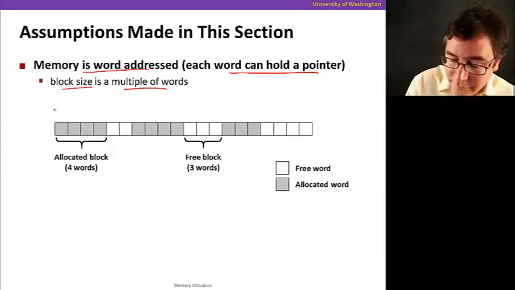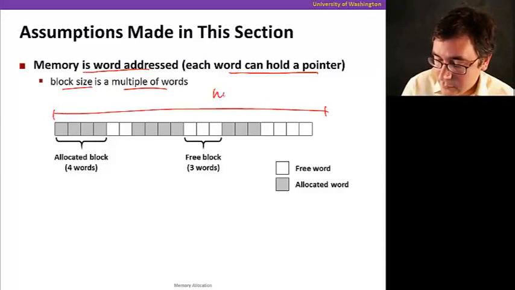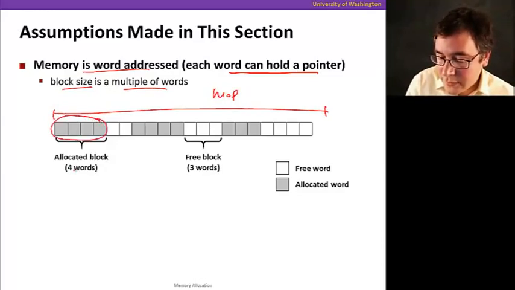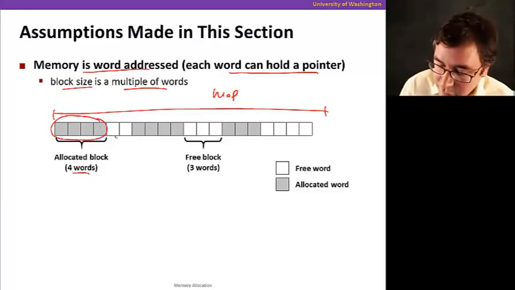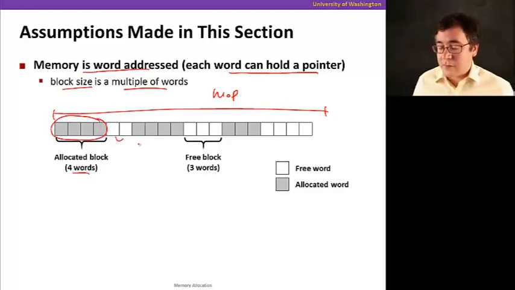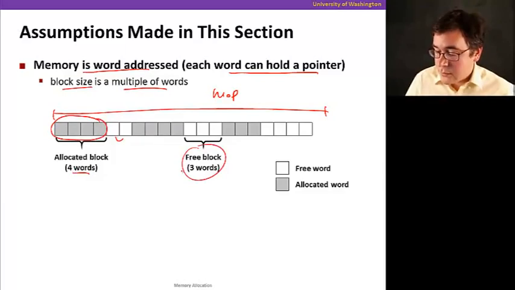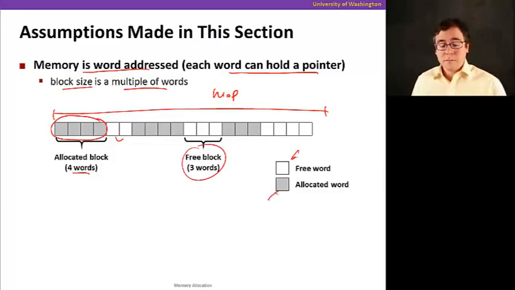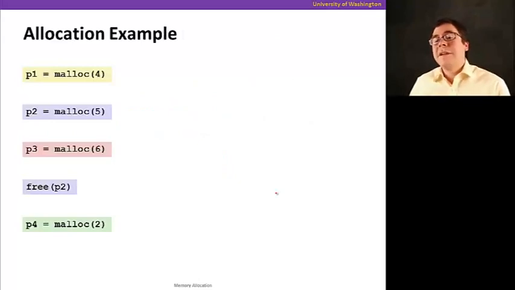For example, if here we have our heap, we'll have an allocated block here that happens to be 4 words, and a free block here that happens to be 2 words, and so on. Another free block here, and this is a free block, and this is an allocated block. So let me give you an example.